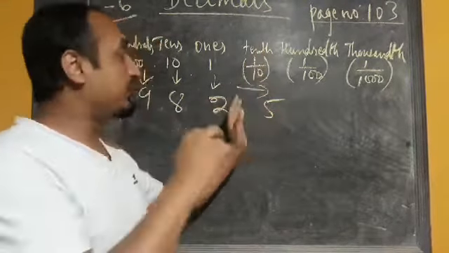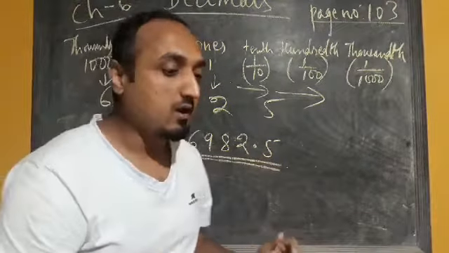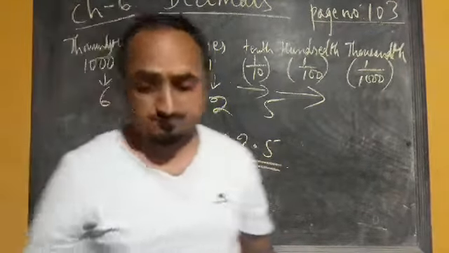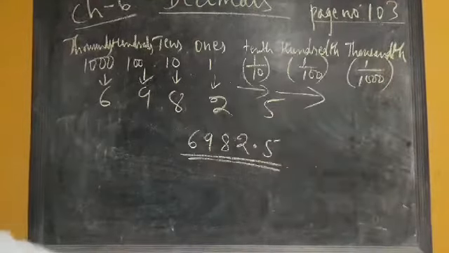So when we move from this tenth to this side, the concept of decimal will come. So this can be written as 6982.5, because after the ones place the decimal point will come, and this is the way to represent a decimal. Now the next concept we have is how to convert a fraction to a decimal and a decimal to a fraction. So I will teach that.